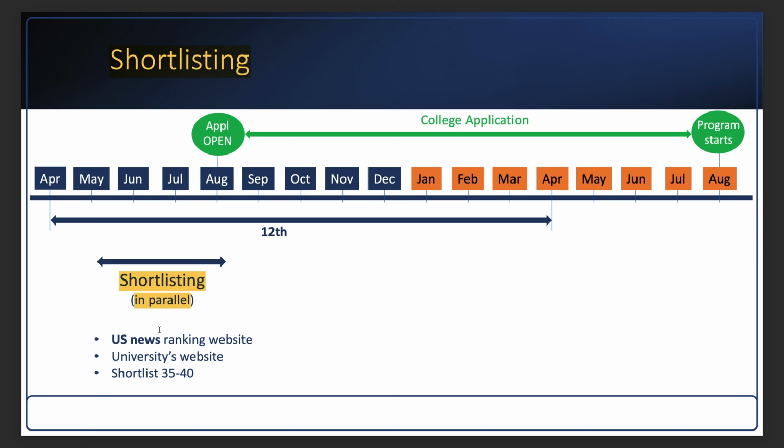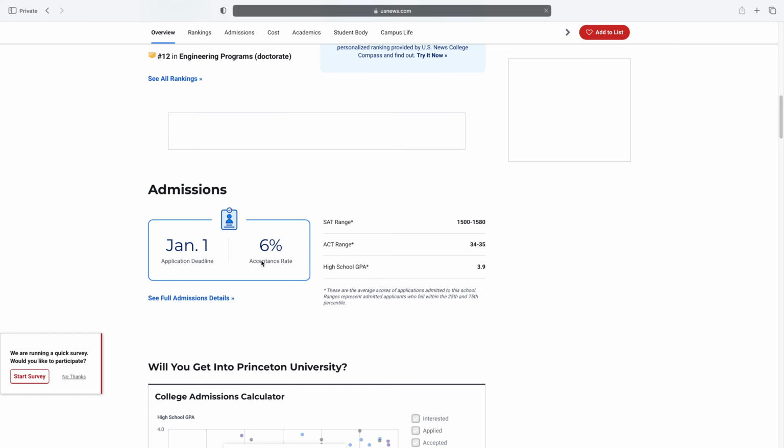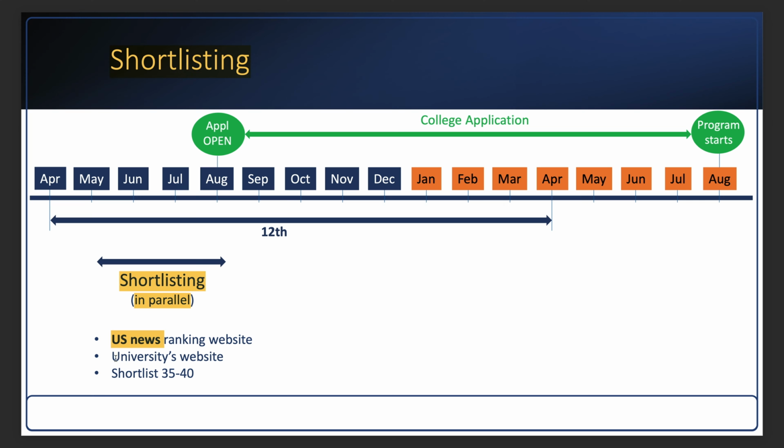There are a couple of free resources that could be helpful to you to shortlist universities, and one of them is the US News website. You can take it as a starting point to gather some information about the universities and their ranking, their acceptance rate, and other information, and later visit all those universities' websites individually. Gather as much information as you can.